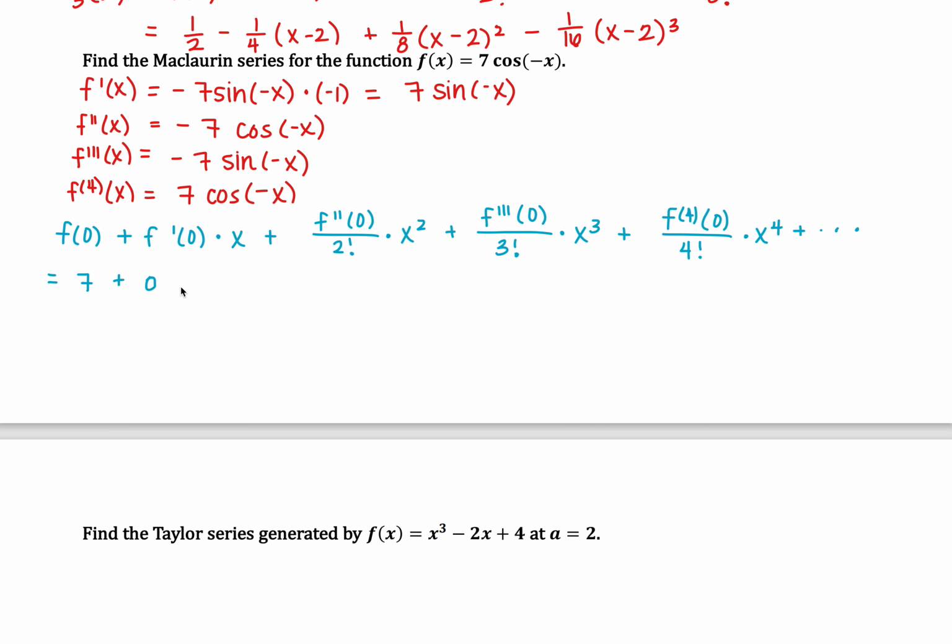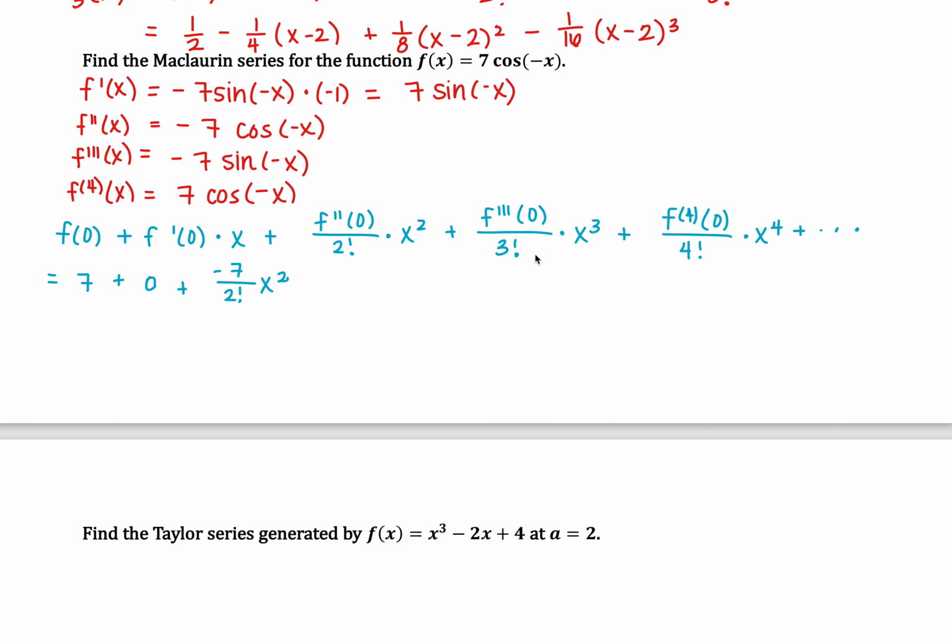So moving down the line here, second derivative, we're back to a cosine. So cosine of 0 is 1. Negative 7 times 1 is going to be a negative 7. And then 2 factorial, I'm just going to leave as 2 factorial for right now, times x squared.